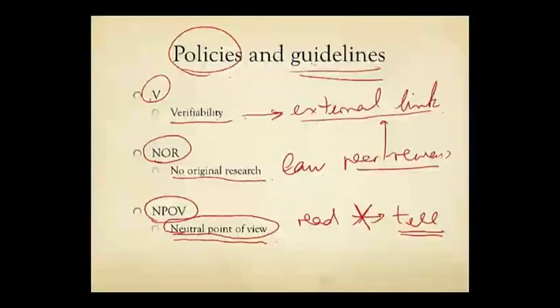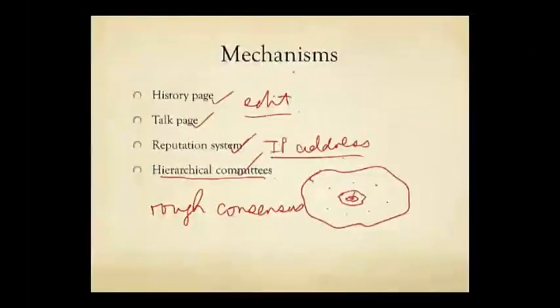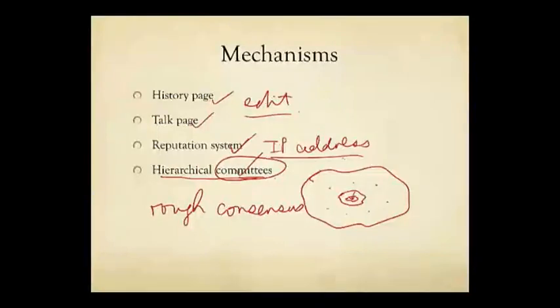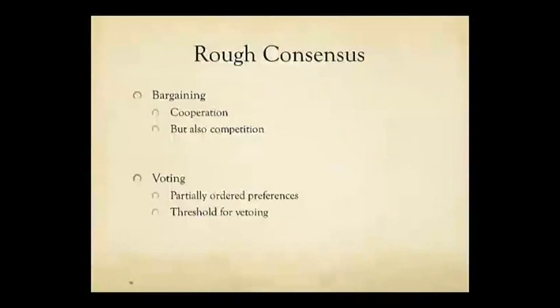So thanks to these policies and guidelines, and thanks to these mechanisms, some of these challenges faced by Wikipedia have been quite successfully tackled. So now what we want to go into more detail is how this kind of committee operates. And they operate based on two kinds of mechanism. One is bargaining and one is voting.